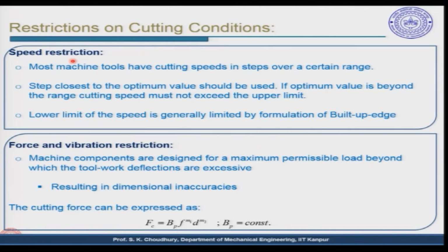So, you have to adjust these values to get the right kind of fabrication. Similarly, we have a force and vibration restriction. Machine components are designed for a maximum permissible load, beyond which the tool work deflection will be excessive. So, you find out the cutting force by this formula, which will be designed according to the machine, and if this comes out to be more or less than the optimum velocity that you have calculated, you have to adjust it. That is the basic idea behind the adjustment.